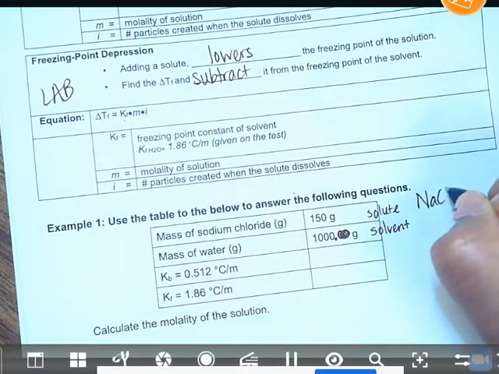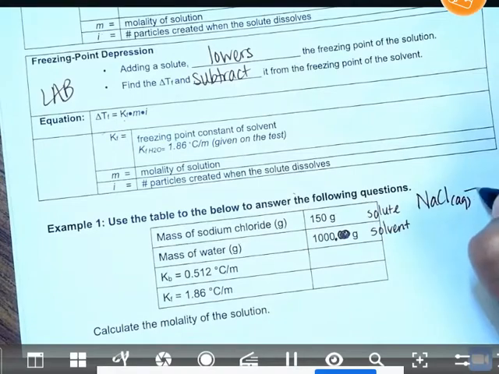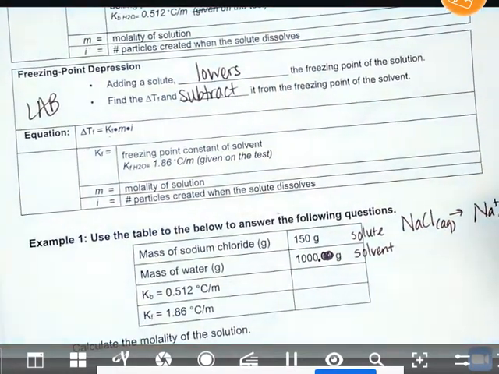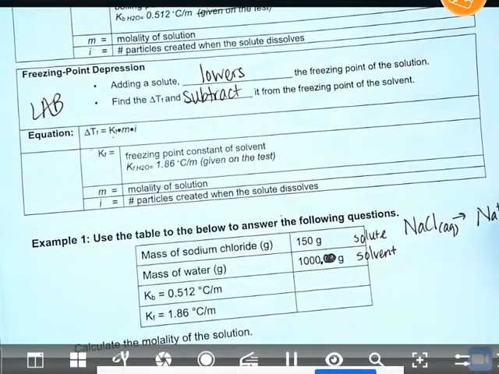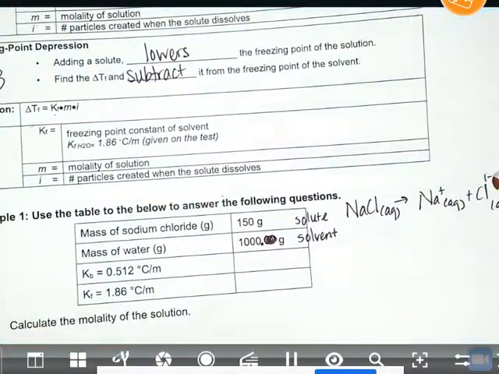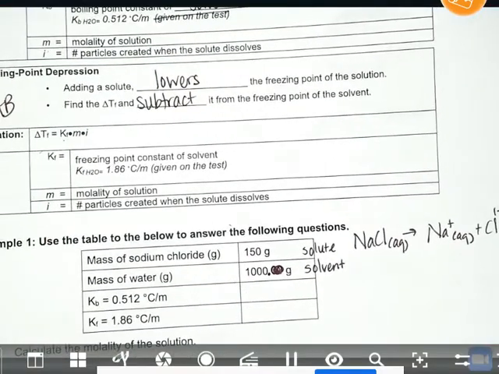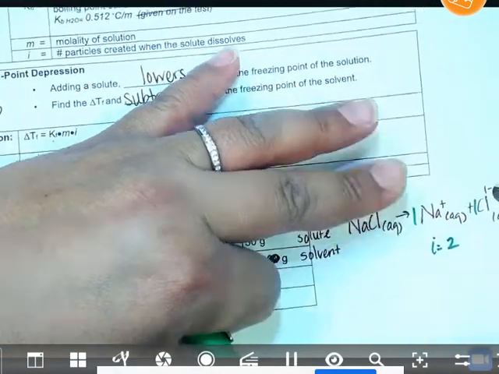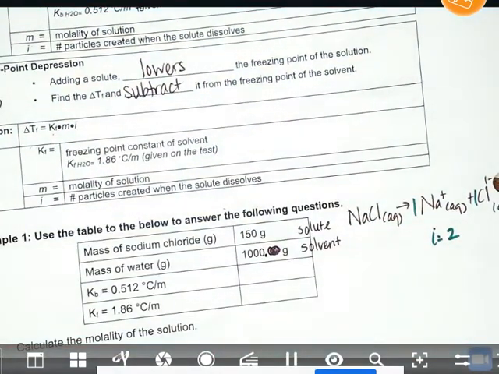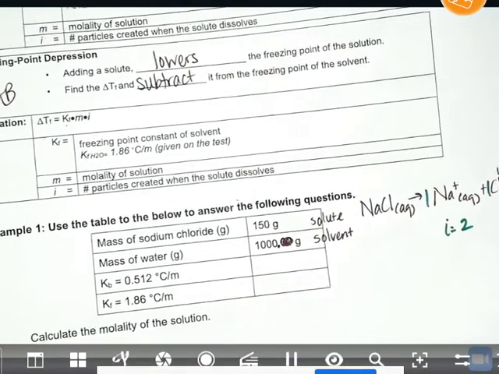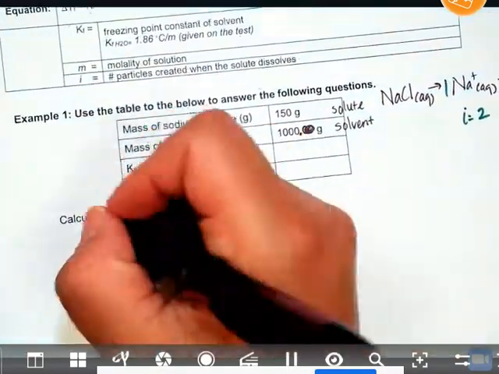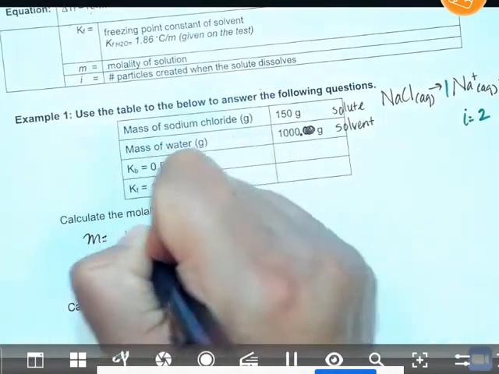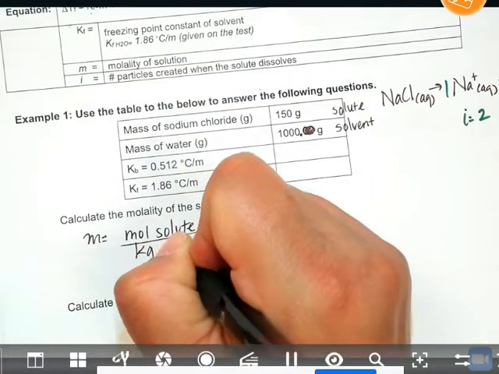NaCl, aqueous, separates into Na+, aqueous, and Cl-, aqueous. So that's going to give us an I value of 2. We're going to need that. Now, we're going to calculate the molality. Molality is moles of solute over kilograms of solvent.